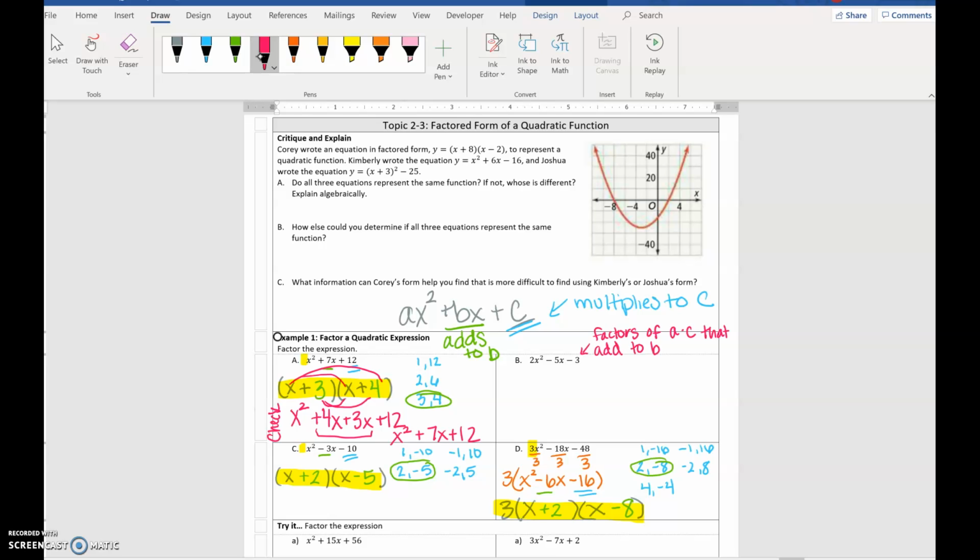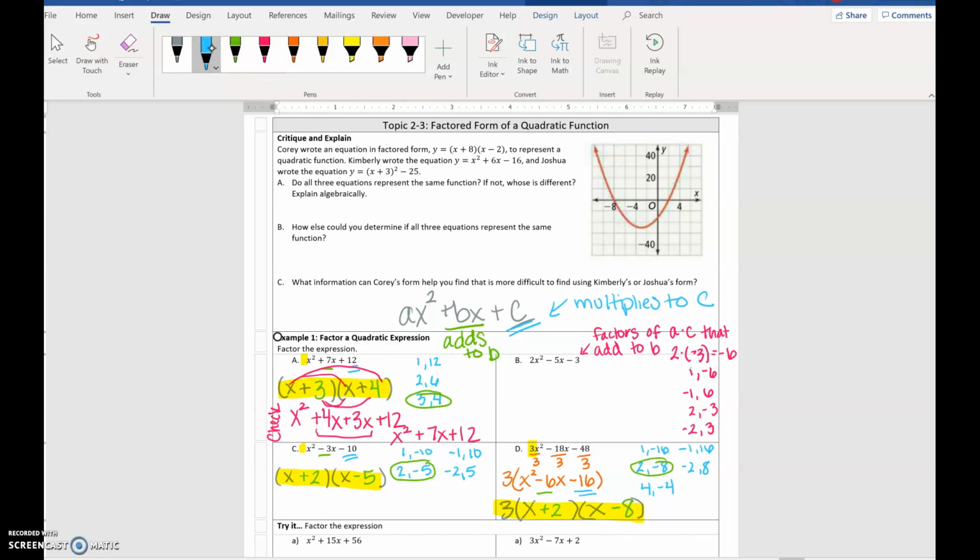So we're going to do 2 times negative 3. So we're looking for factors of negative 6. I'll write it over here. Negative 6. So we have 1 and negative 6, or we could have negative 1 and positive 6, 2 and negative 3, or negative 2, positive 3. Okay, and then we're going to look for what would get negative 5.